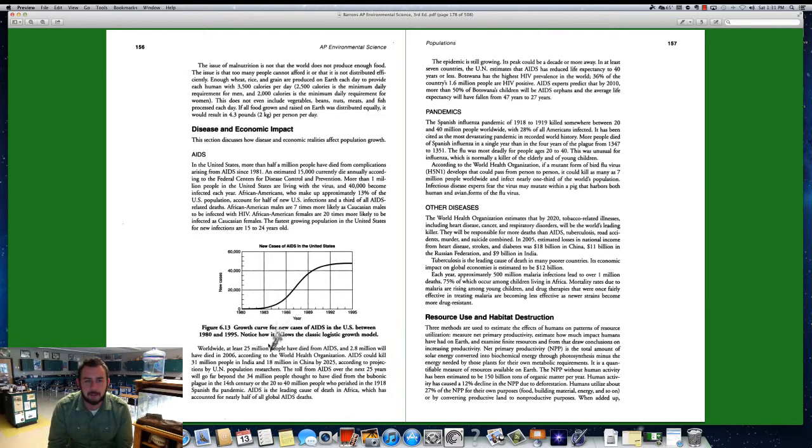Pandemics also have a major impact. Obviously, AIDS is a pandemic as well, but pandemics in general have caused major problems with population and the economy. The Spanish influenza, we mentioned that in the previous lesson, infected 28% of all Americans. It's been cited as the most devastating pandemic in recorded world history, but maybe AIDS will outdo it, unfortunately, unless we come up with something.